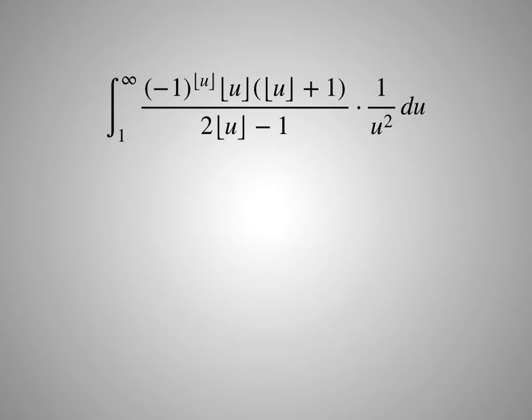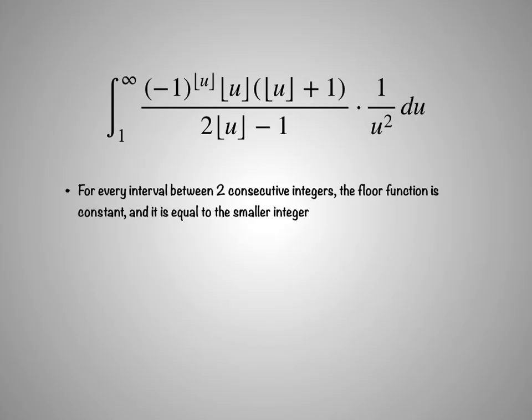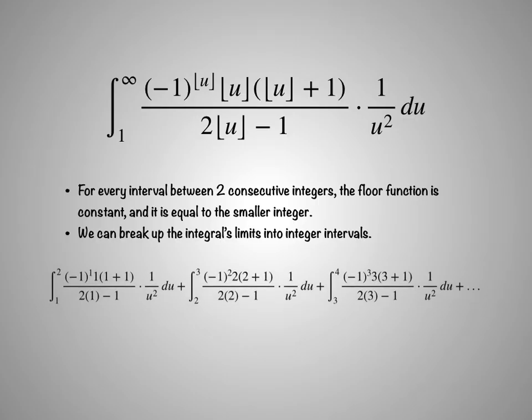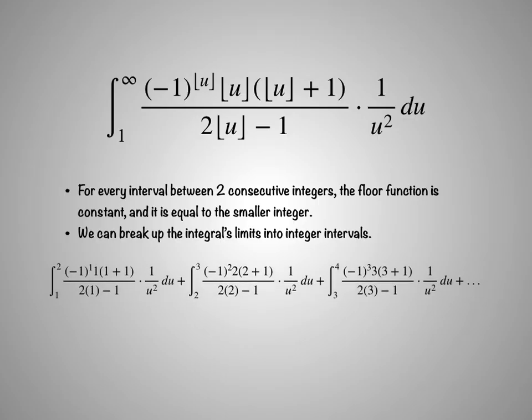Now, we can actually apply a really cool property of the floor function. So first of all, note that the floor function is basically like a piecewise function, composed of a bunch of constant functions. So between any two consecutive integers, it's basically a constant, and it's always going to be equal to the lower limit. In order to use this property, we can actually break up the integral's limits into integer intervals. So that's going to look something like this, with the limits going from 1 to 2, 2 to 3, 3 to 4, and so on and so forth. We can then write this in sigma notation, and it's going to look something like this.